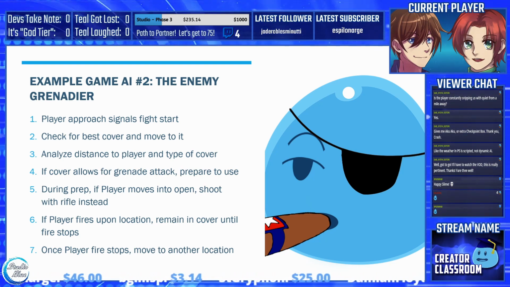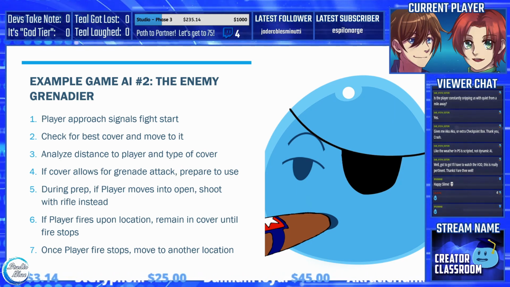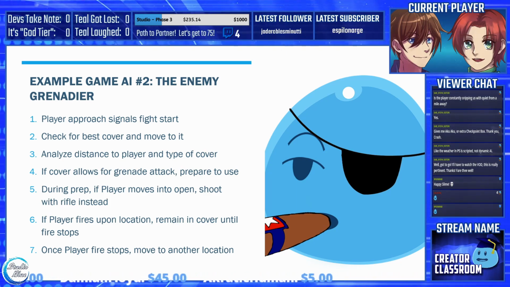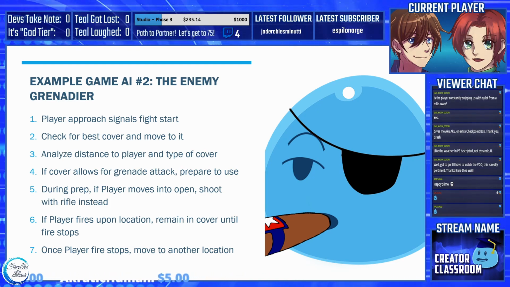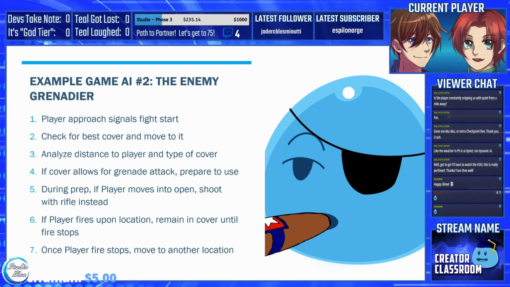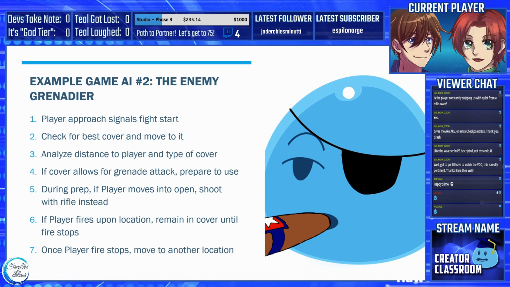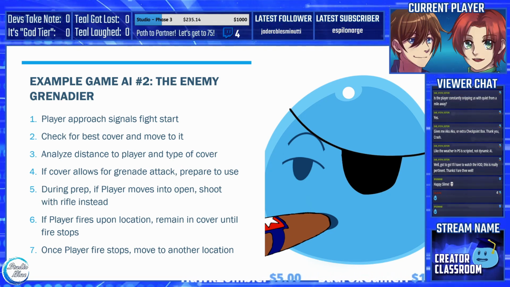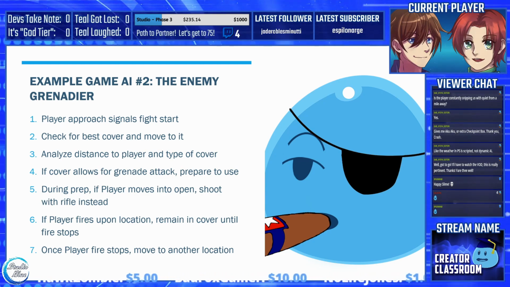Then the algorithm will analyze the distance to the player and the type of cover the player has, if any. Is the player under full cover, a partial cover like a small fence, a wall? Is the player out in the open? If the cover allows for grenade attacks, then prepare to use a grenade. Load it up, get ready, aim. But in the time that it's aiming, if the player moves into the open completely, switch to your rifle and shoot him in the head. Yeah, try to go for that headshot.